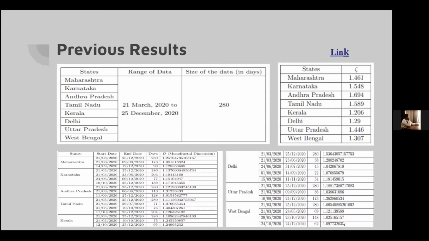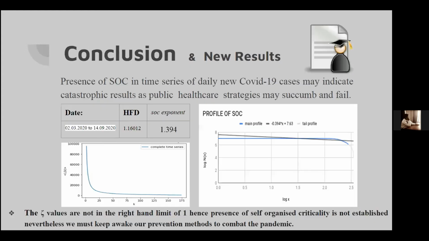Here are our previous results from the previous analysis we did for some major affected states. Almost all states showed fractal natures in them, but none of them actually showed critical nature, self-organized criticality. But we see that all of the states have faced newer waves after that. So here comes the conclusion and some newer results.